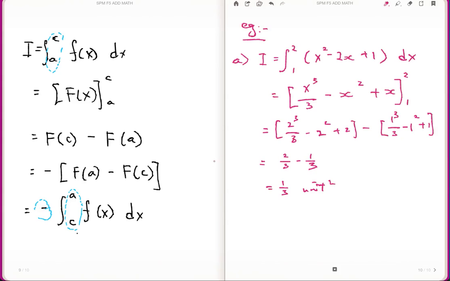Now B. Calculate or estimate what happens now for the same equation up there. Integration from maybe 2 to 1, for the same equation, dx. Then you should expect to get the answer to be negative 1 over 3.